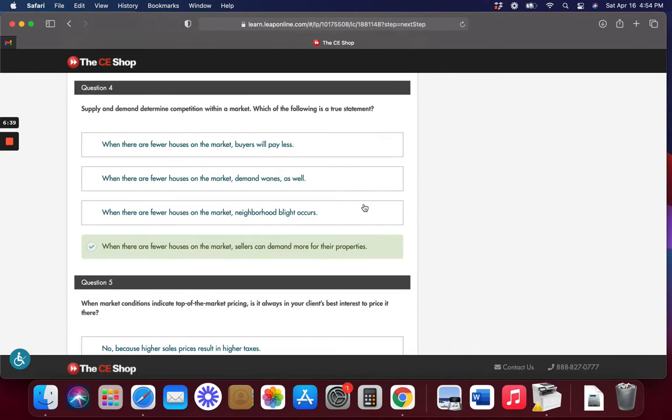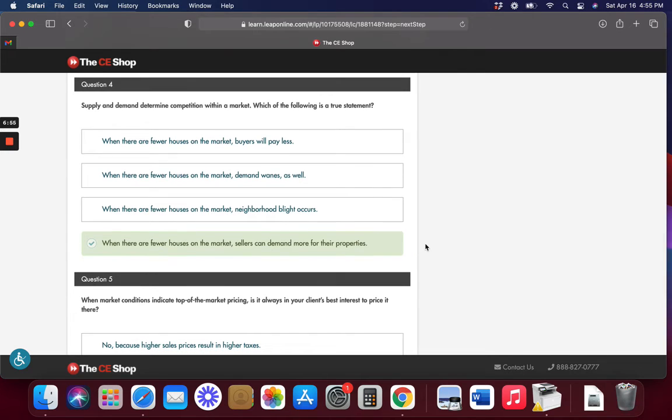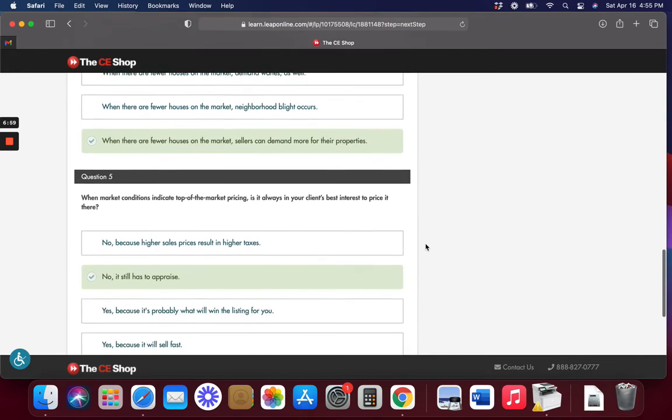When there are fewer houses on the market, sellers can demand more for the properties. I am filming this in 2022, and we are going through this right now. So this is probably why I got this one right, because we're living it. That's why real examples are much better than trying to memorize terms.